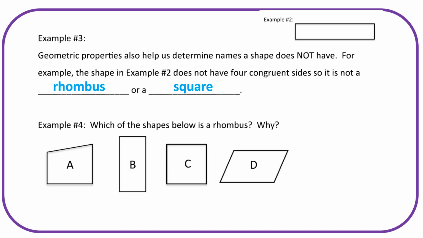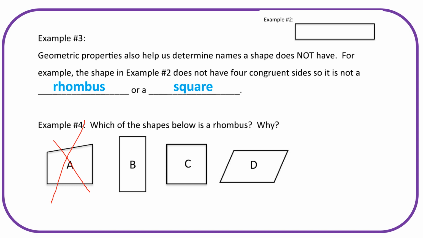Example number 4. Which of the shapes below is a rhombus and why? Let's start with the definition of a rhombus. What is the definition of a rhombus? The definition of a rhombus is a 4-sided figure, and 4 of those sides are congruent. They are equal to each other. I also know that a rhombus cannot be example A, right? Because example A does not have 4 equal sides.